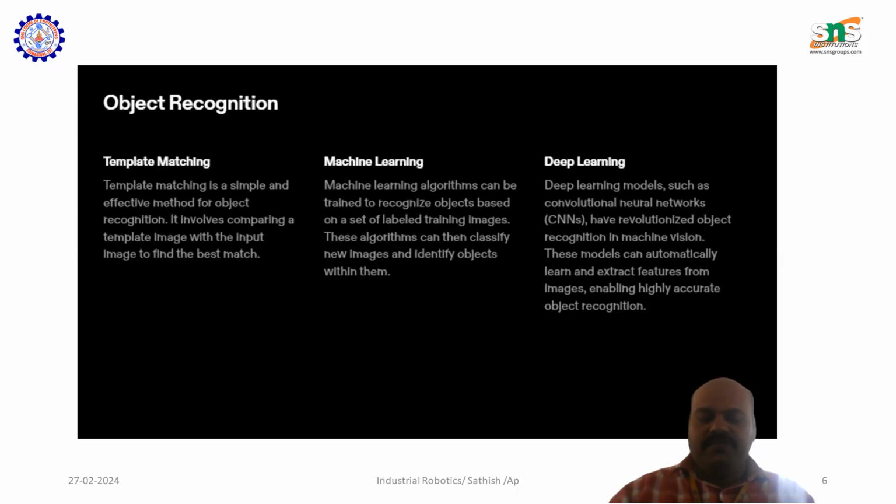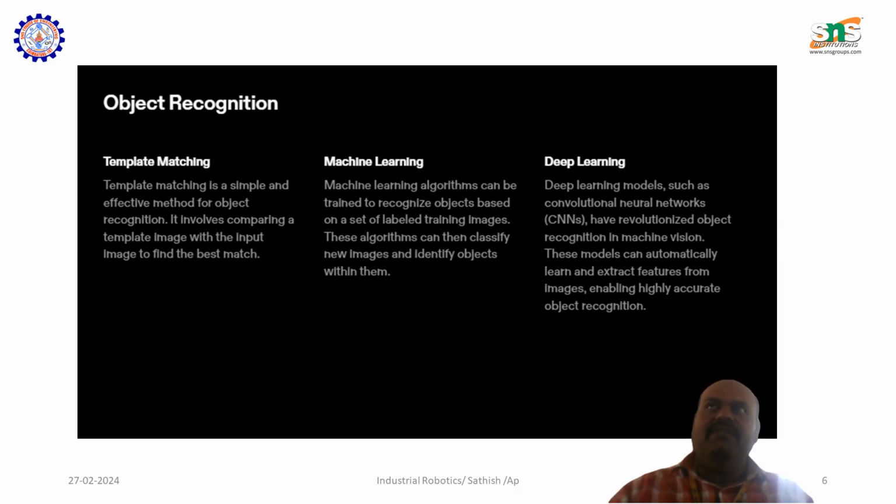Okay, coming to object recognition. Object recognition is the ability of a robot to identify and classify objects within an image or video stream. This is typically done using machine learning techniques such as deep learning, which allows the robot to learn to recognize objects from a training data set, right? So it's like a template. Normally we used to tell.